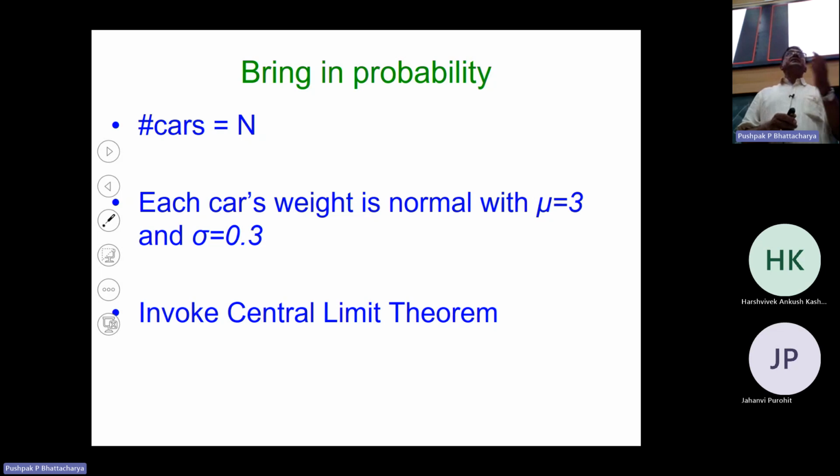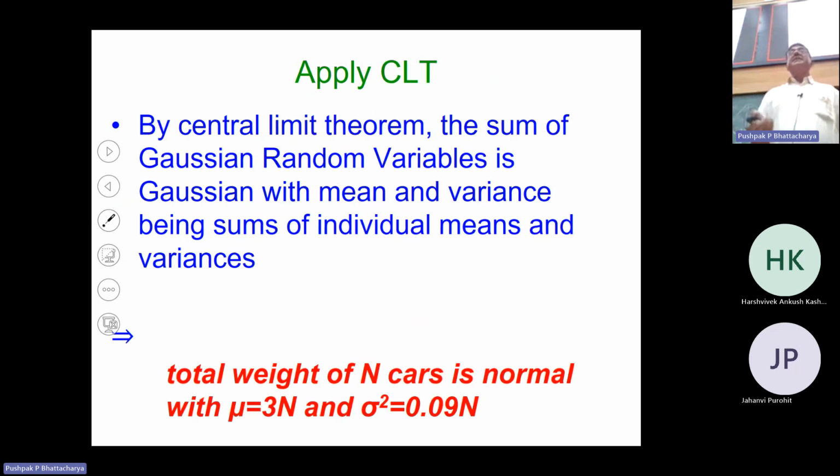Now we invoke the central limit theorem. Central limit theorem I'd like to do in the class at some point of time. Now itself. And then you make use of these results. By central limit theorem, the sum of Gaussian random variables is Gaussian, with mean and variance being the sums of individual means and variances. Very powerful result. This is the central limit theorem.